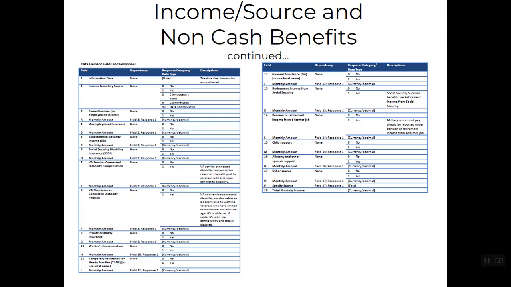And again, continuing on straight down the list. The final data element is, and in most HMIS front-end systems, there will be a button to auto-calculate what their total monthly income is based on the amounts that you enter on each individual income source.